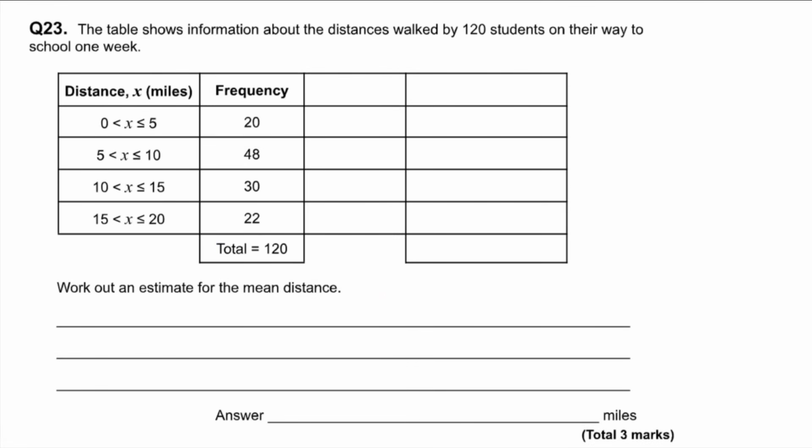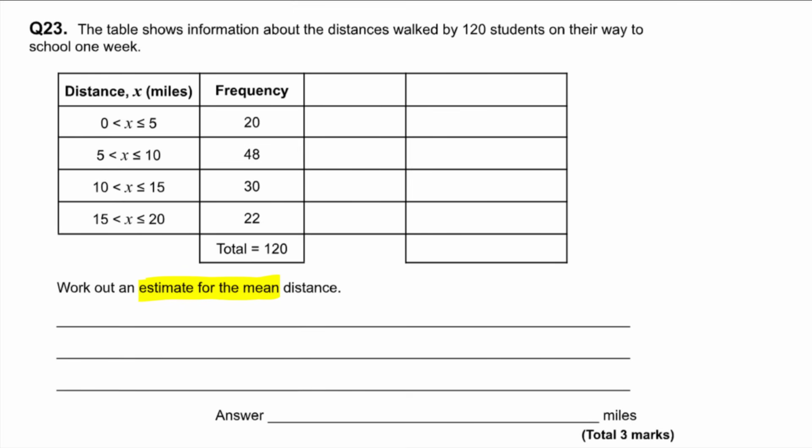Question 23, the table shows information about the distances walked by 120 students on their way to school one week. So the distance to school is in the first column, 0 to 5, 5 to 10, 10 to 15, 15 to 20. And we have the frequencies of each of those distances, the number of students who walk those distances. Now we want to estimate the mean. That means I need to make an estimate somewhere, and the estimate is the fact that you don't actually know exactly how far these students walked. So normally when you work out a mean, you add up all the distances, then you divide by the total number of things, and that gives you your mean. But we don't know the precise amounts, do we?